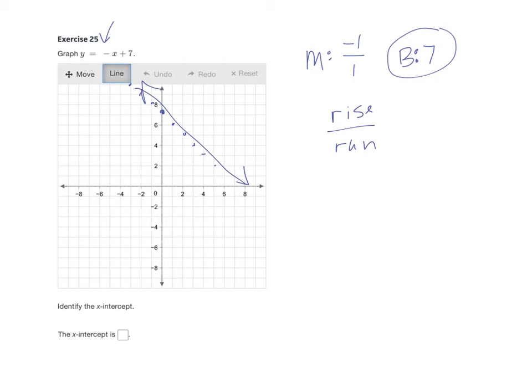Now, it's asking us what the x-intercept is. Well, we can continue our pattern. Down 1, left 1, down 1, left 1. In this case, the x-intercept is at 7.